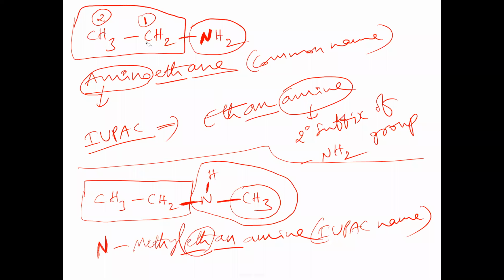Only one carbon. So this type of amine is called 1 degree amine. 1 degree means what? Primary. We say primary amine. So why is this molecule a primary amine? Because in this, the nitrogen atom is directly attached to one atom of carbon. That's why it is called 1 degree amine.